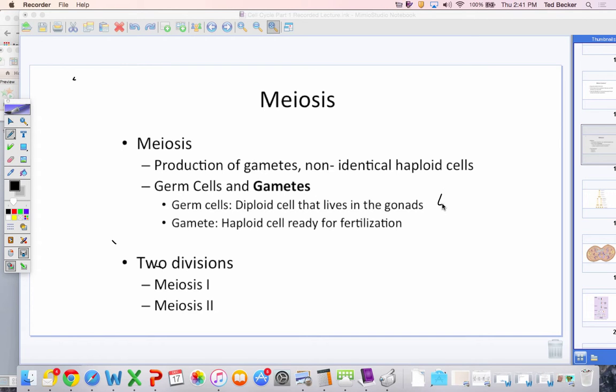So diploid cells have 46 chromosomes, remember. And these germ cells, through the process of meiosis, turn into gametes with 23 chromosomes. And these gametes are sex cells. So in humans, these are sperm and egg cells. So meiosis produces sperm and egg cells. And this happens with two division processes, meiosis 1 and meiosis 2.